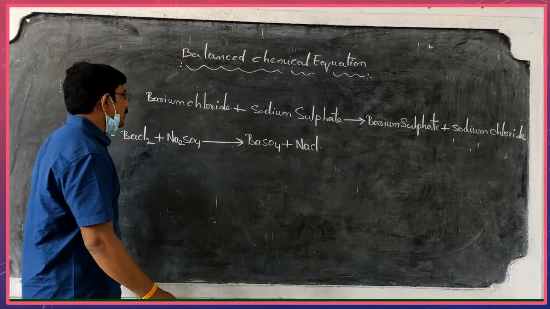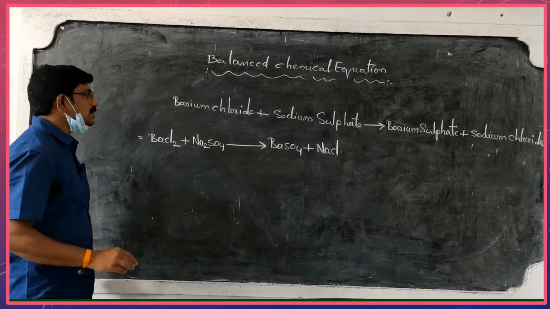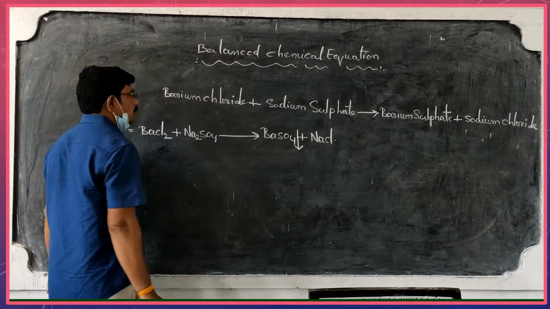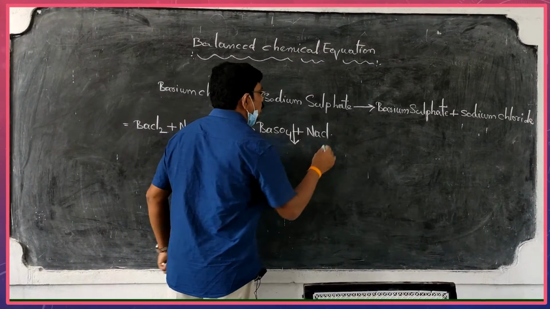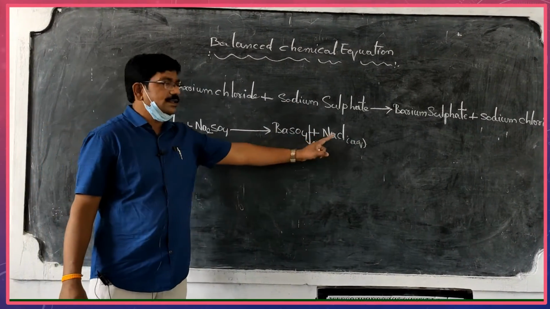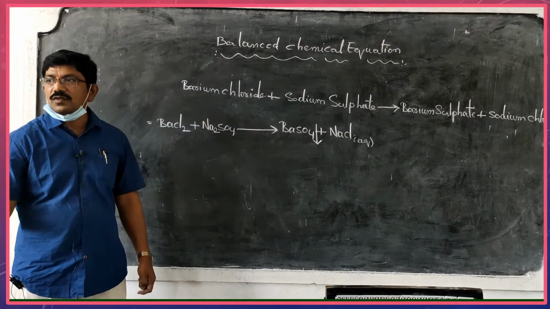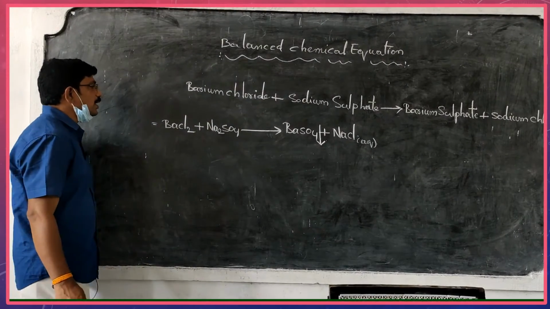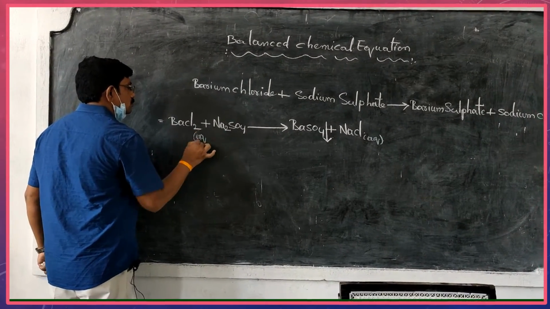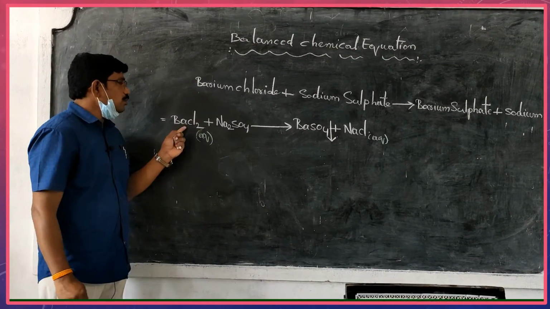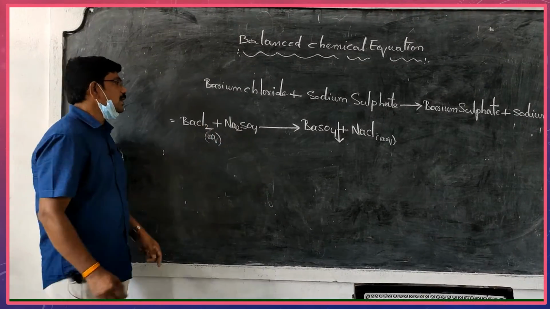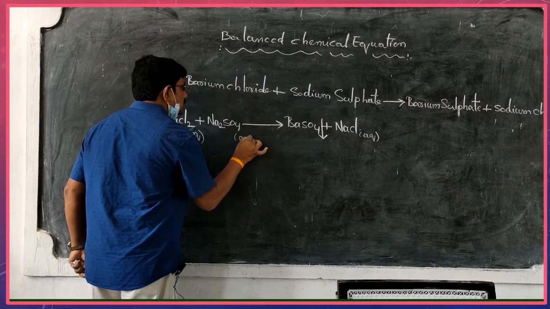NaCl. Okay, already in my previous class I told you, you have to mention the physical states. Barium sulfate is a precipitate. Are you clear? And sodium chloride is an aqueous solution. When you dissolve any substance in water, you will get aqueous solutions. Next one, this one also aqueous, because when you dissolved barium chloride salt in water, you got barium chloride solution. Okay, this is aqueous.